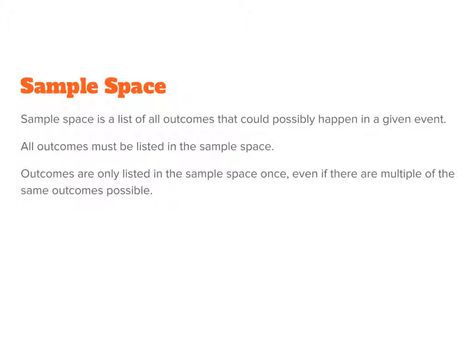Next, we're going to talk sample space. Sample space is a list of all of the outcomes that could possibly happen in a given event. You have to list all of the outcomes in the sample space. So if it could happen, it has to show up in the sample space.